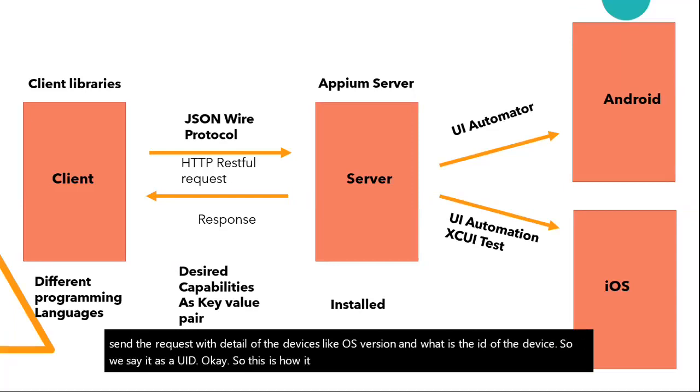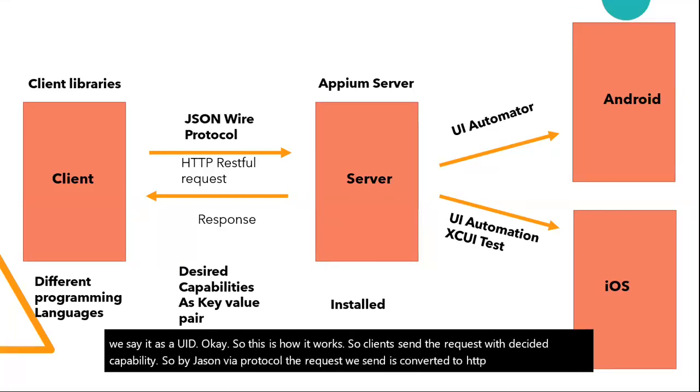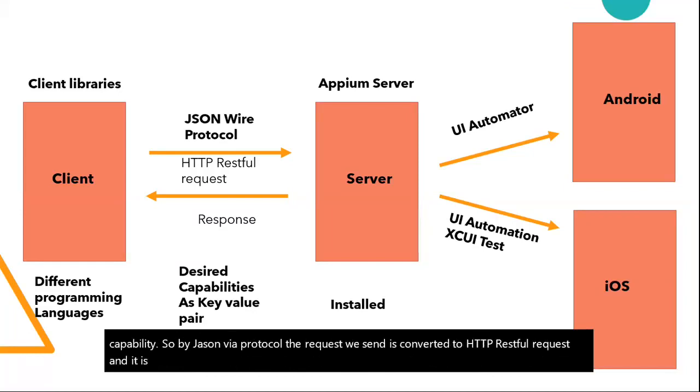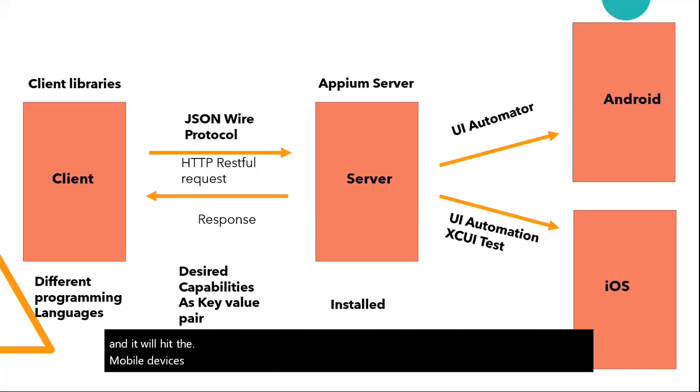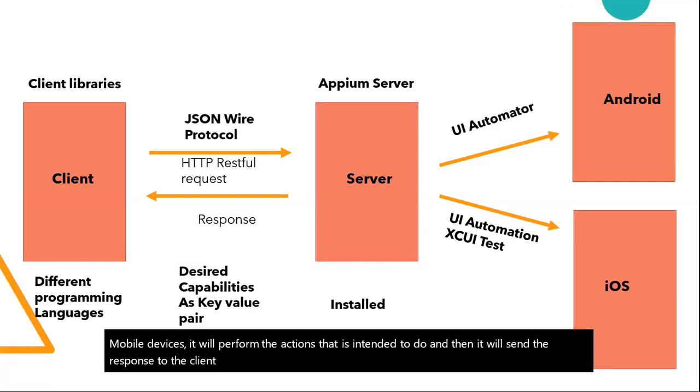The client sends the request with desired capabilities. Through the JSON wire protocol, the request we send is converted to an HTTP RESTful request and sent to the Appium server. The Appium server in turn gets the details from the request and hits the mobile device. It performs the intended actions and then sends the response to the client. Hope this helps. This is the basic architecture of Appium. We'll see the detailed one later. Thank you.